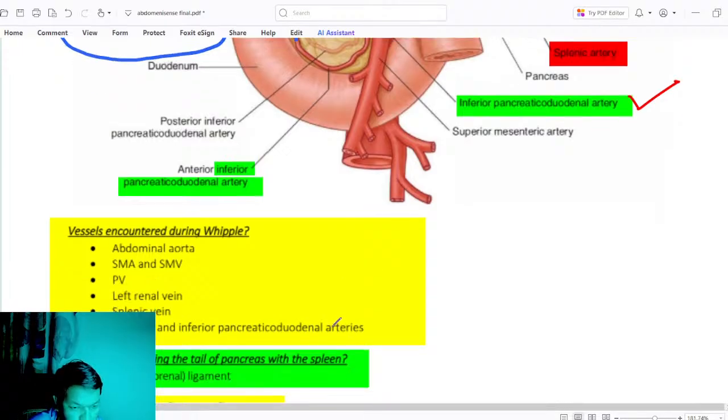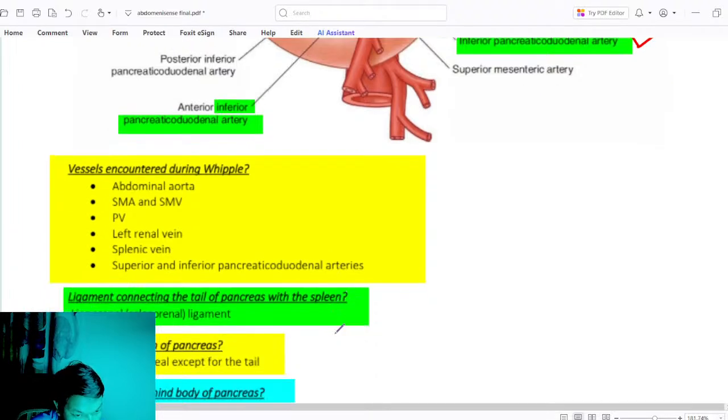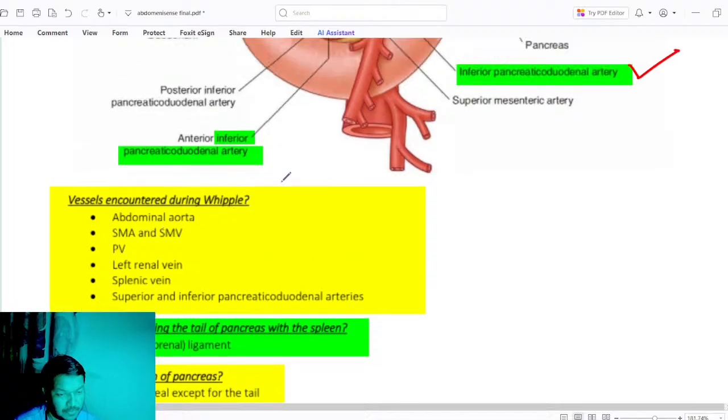Vessels encountered during Whipple surgery. Vessels encountered during Whipple surgery. This is also part B. These all are part B exam questions. Abdominal aorta. Do you have an idea about the Whipple's procedure? Whipple's procedure.